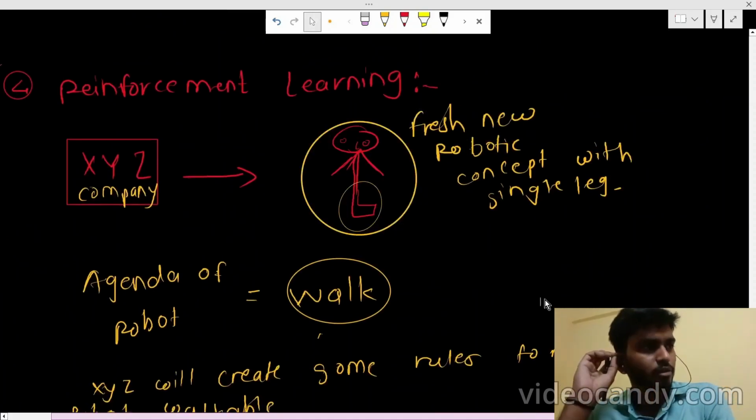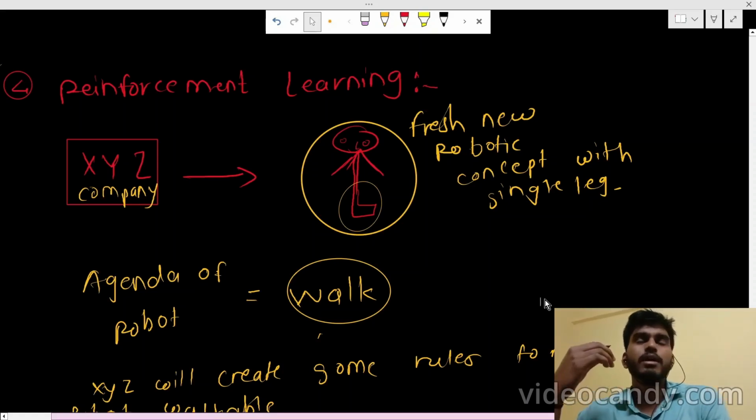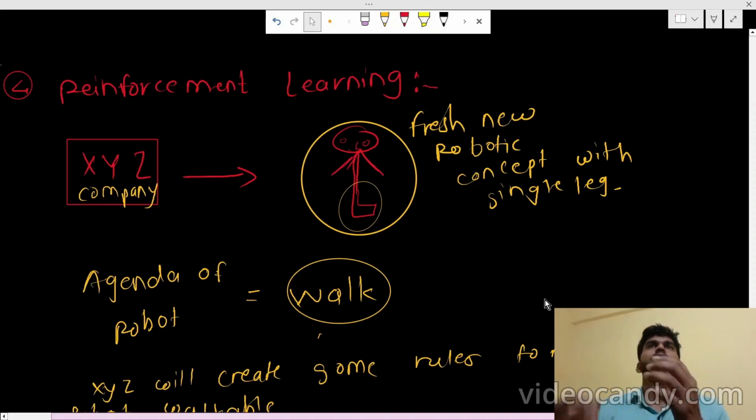It may fail for the first 1,000 iterations or first 1,000 trials. After that the model will get some experience, and by using previous experience, previous penalties and rewards, this robot will understand what to do and what should not be done. So this is called reinforcement learning.